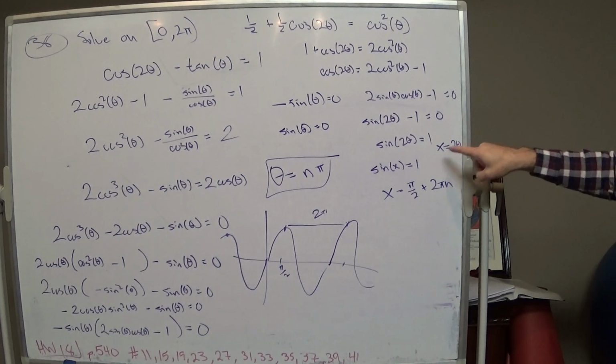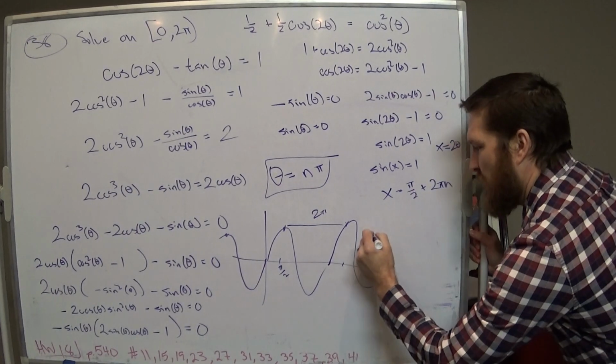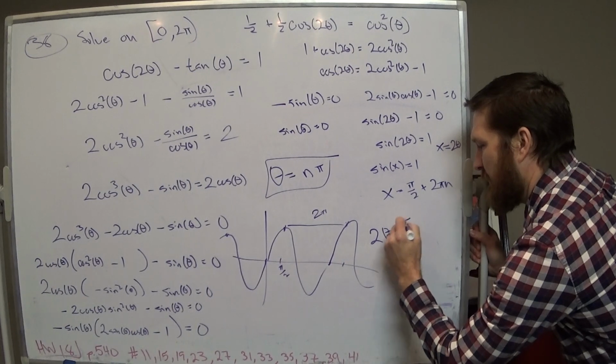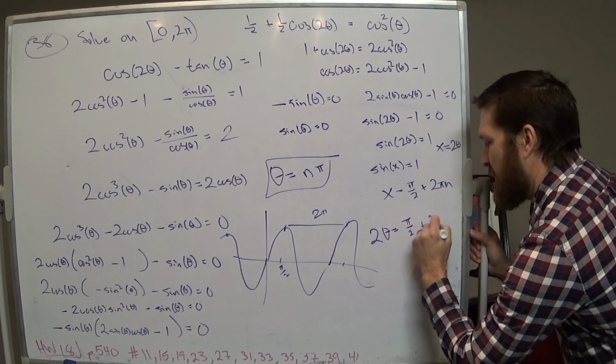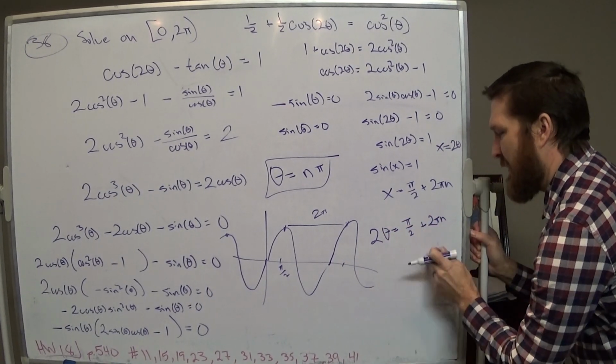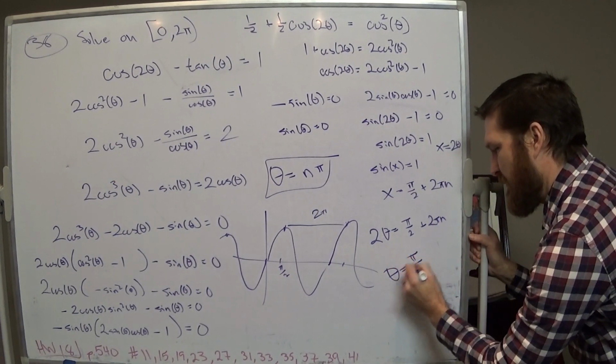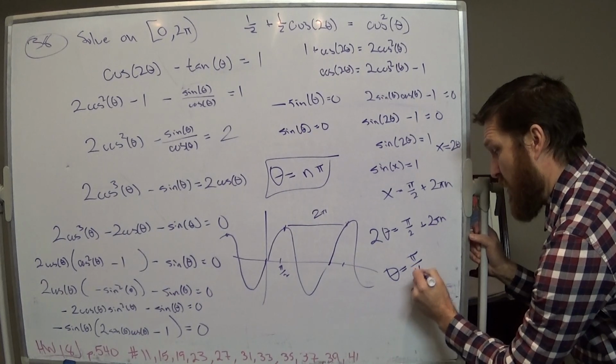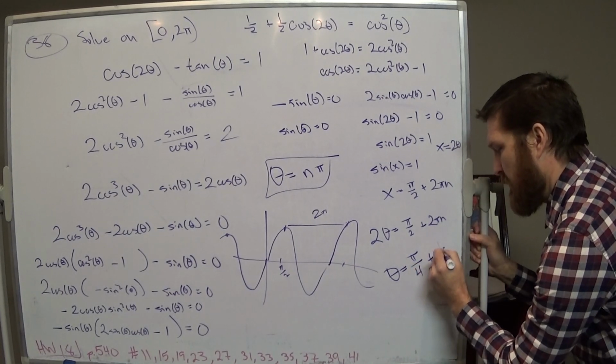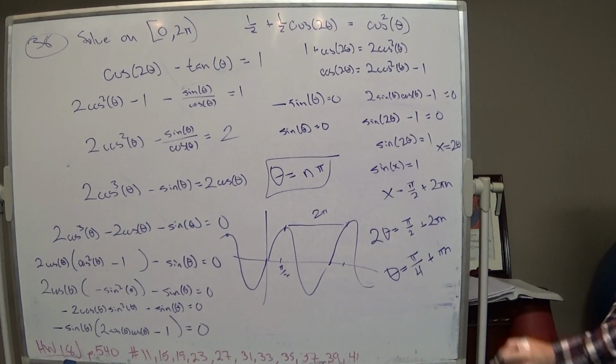But we didn't care about x, we cared about 2 theta. So 2 theta is equal to pi over 2 plus 2 pi n. I divide everybody by 2, and I get theta is equal to pi over 4 plus pi n. There we go. And there you go.